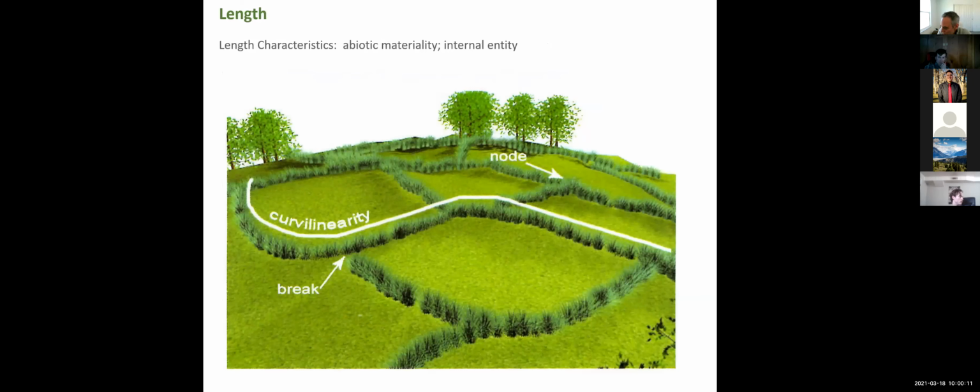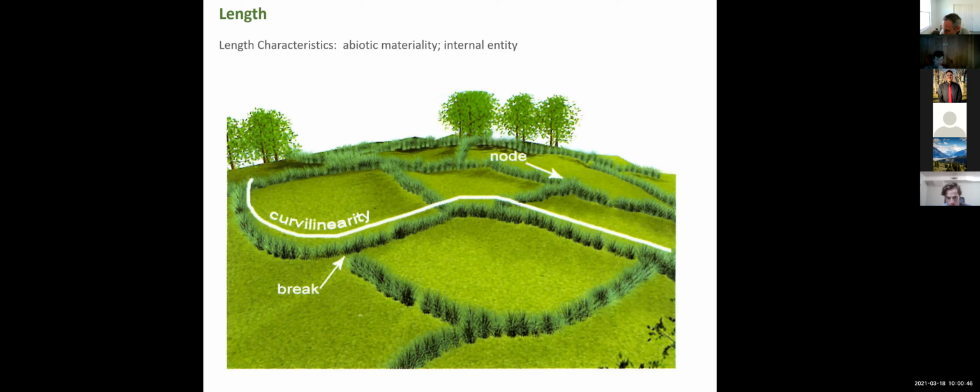And then finally, the last aspect of corridors that we're going to look at is the corridor length. That refers to the distance that the corridor traverses across the matrix from the patch or terminus at one end of the corridor to the other. Length characteristics include things like breaks, nodes, narrows, curvilinearity, and connectivity. So this image that we see here illustrates a few of those characteristics.